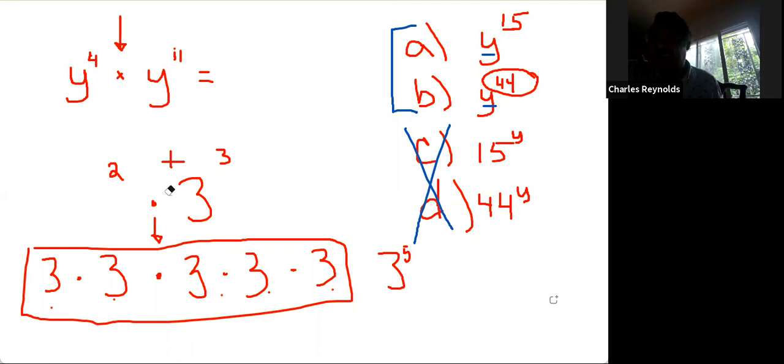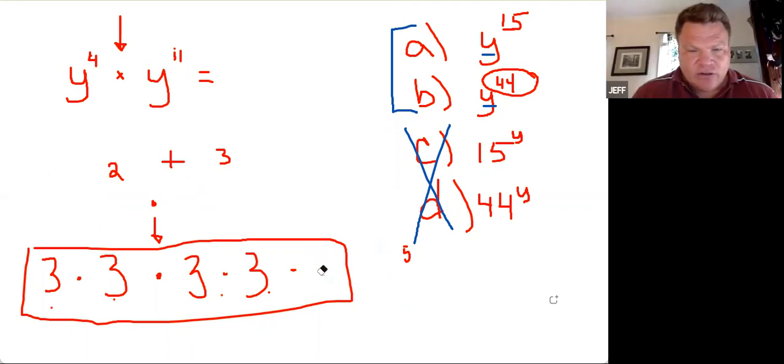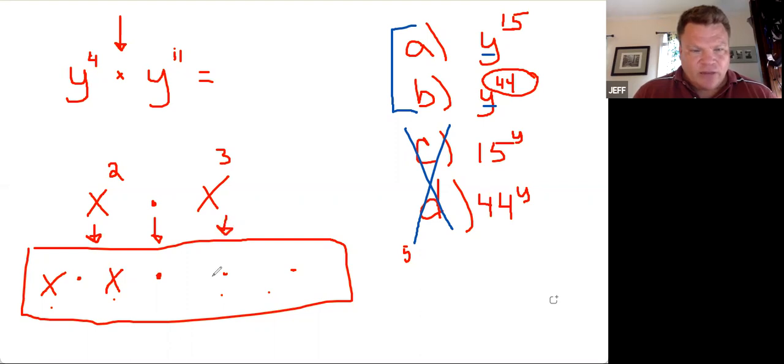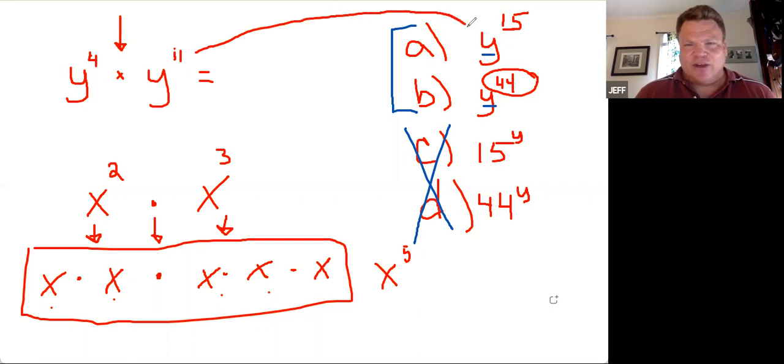If I changed this to X, let's see how neatly I can do that. If this was X to the 2nd times X to the 3rd, this would be X times X. Then this times is that. And then X times X times X is that. So blah, blah, blah right there. That would be X to the 5th. So the answer, now that I've written it right.